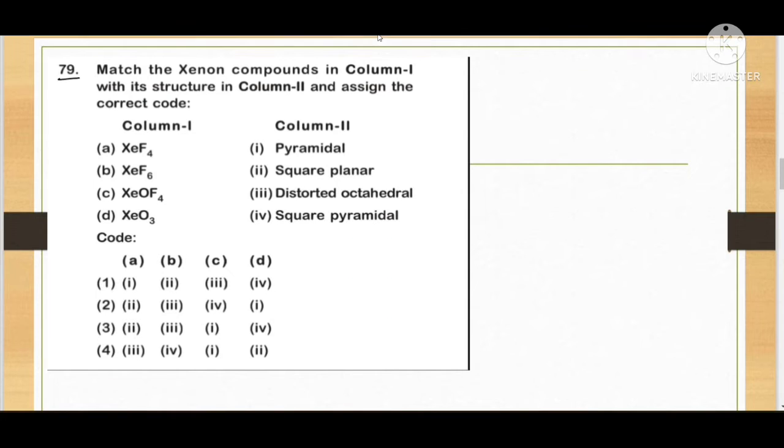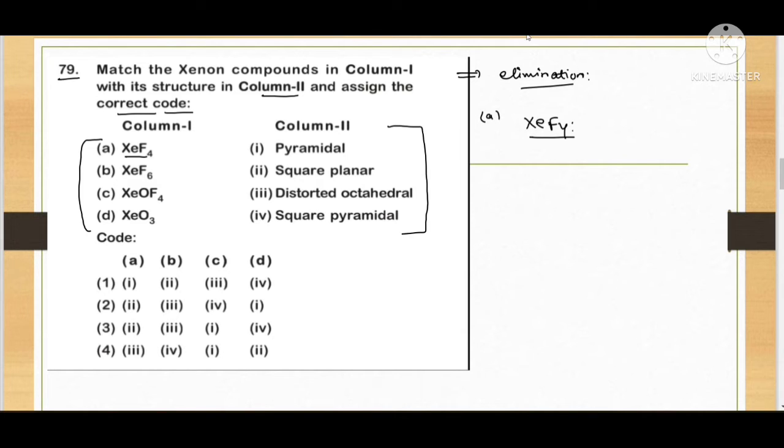Now let us discuss 79. Match the xenon compounds in column 1 with its structures in column 2 and assign the correct code. This type of matching question you can easily solve by using the method of elimination. That means there is no need to know all the structures of the xenon compounds. You have to know one of them perfectly, and you can easily eliminate the given options.